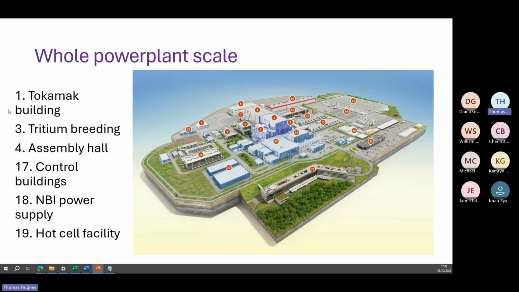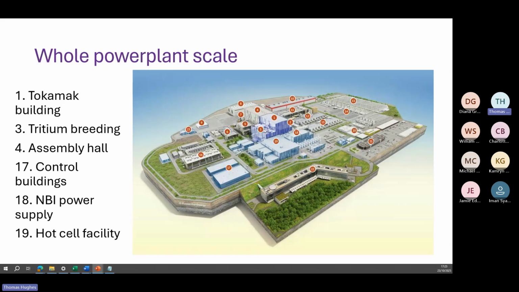So here's an example of what a whole power plant might look like. Don't worry about all the numbers, they're quite small. So can you see my mouse? So number 1 is where the tokamak building is. That's where the whole thing that we've been talking about so far will live. Then at number 3 over here, that's where we'll do all of our tritium breeding.